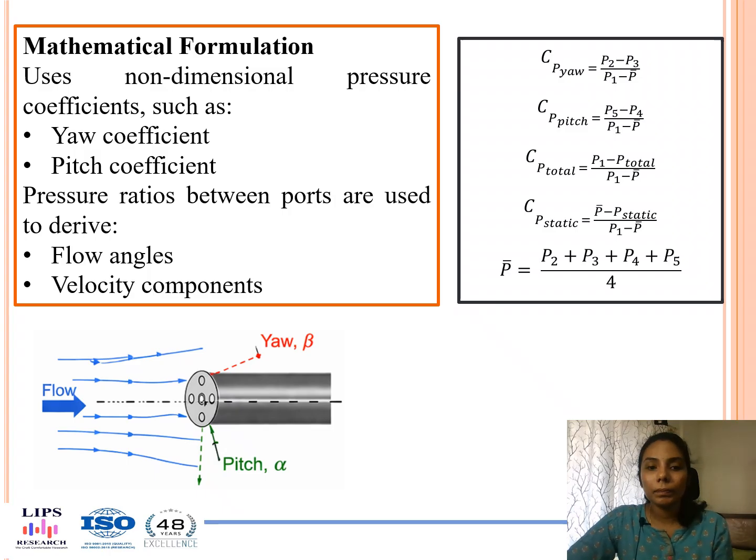So this particular figure explains the yaw as well as the pitch that I have been explaining in the previous slide. And these are the mathematical formulations which help us to determine the yaw coefficient as well as the pitch coefficient.